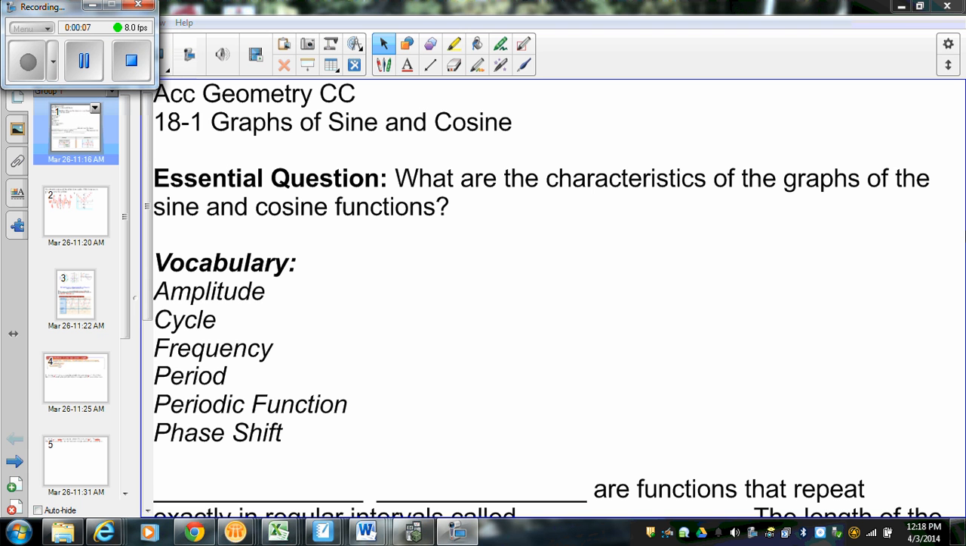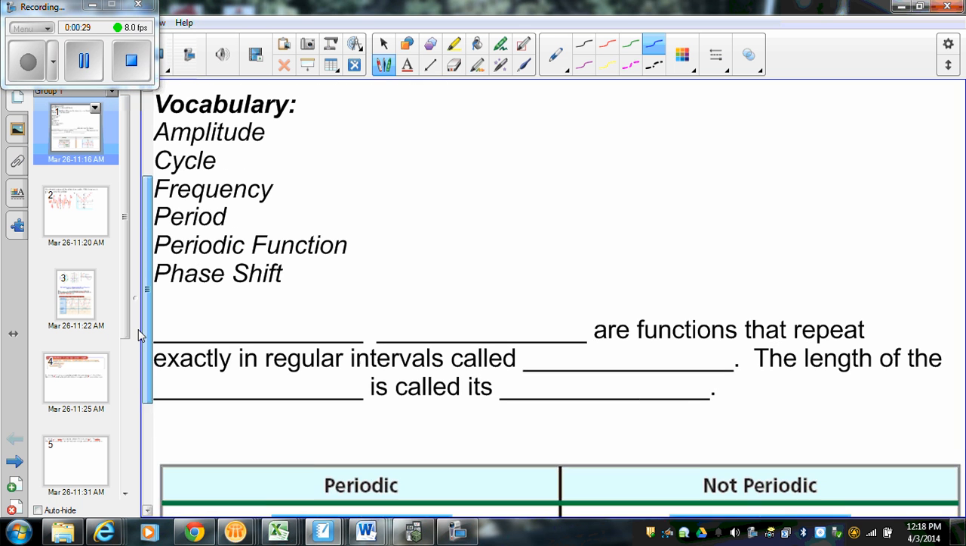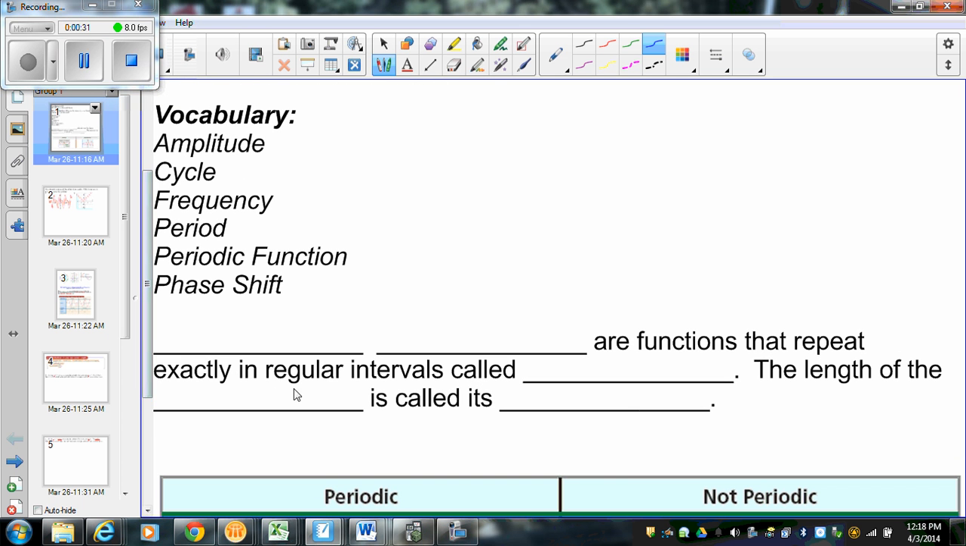This is the video for section 18-1 in accelerated geometry. We are going to be learning about graphs of sine and cosine today. So the essential question is, what are the characteristics of the graphs of the sine and cosine functions? We'll have 6 vocabulary words today: amplitude, cycle, frequency, period, periodic function, and phase shift. And we're going to jump right in with those.